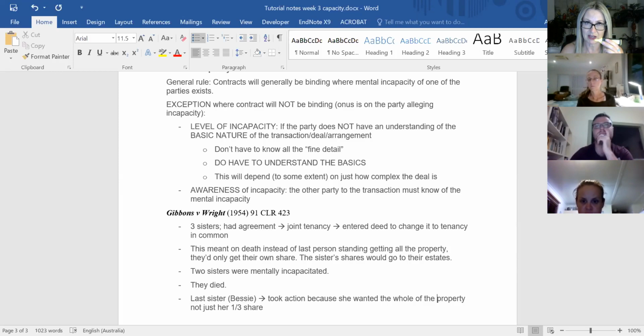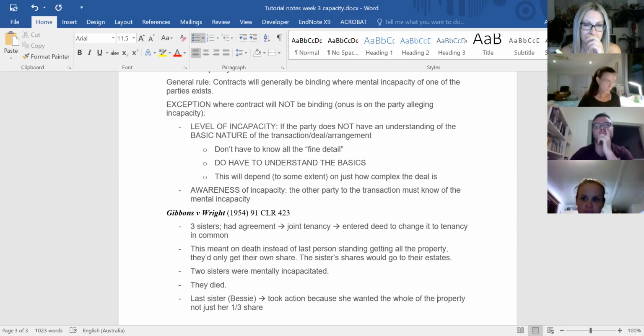So instead of the property being all held by one person at the end of the day, you'll have the property being segmented and the shares in the property going down to the various different estates of the people that held the shares in the property. That can cause some real problems. Particularly in intellectual property law, which I teach, shameless plug, do the elective.